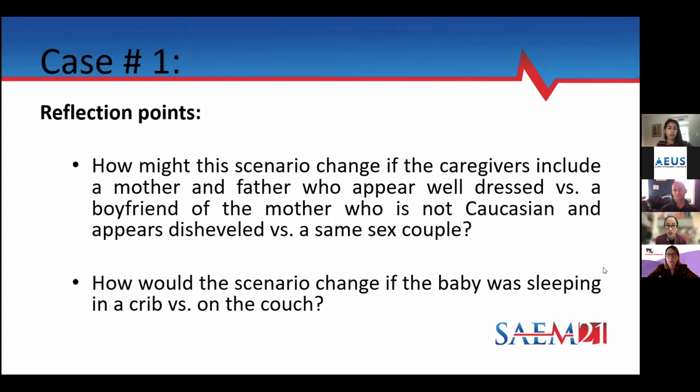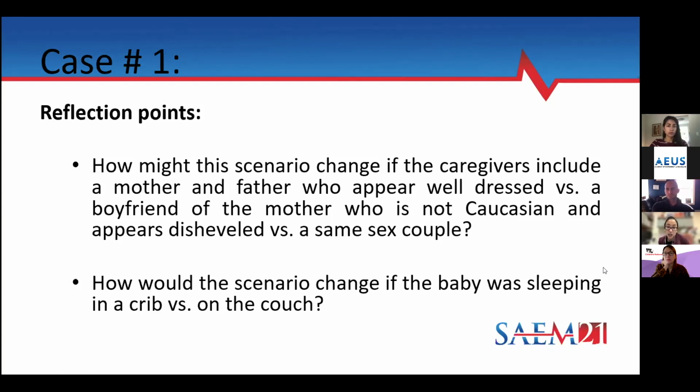How does the scenario change if when the caregivers arrive, it is a mother and a father who are really well dressed versus a boyfriend of the mother, right? Any sim scenario in pediatric emergency medicine, the minute somebody says it's the mother's boyfriend, everybody jumps to child abuse, right? Like that's supposed to be your diagnostic clue. What happens when the caregivers are not Caucasian? What happens when they appear disheveled? Do you come up with a different approach or differential diagnosis if you have a same-sex couple versus a heteronormative couple? All of those different identities really do potentially change how your team thinks and operates.